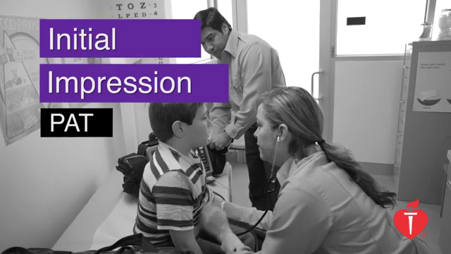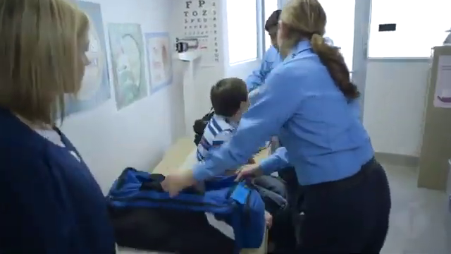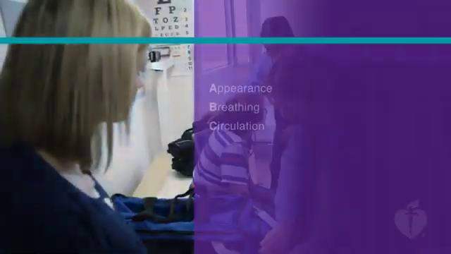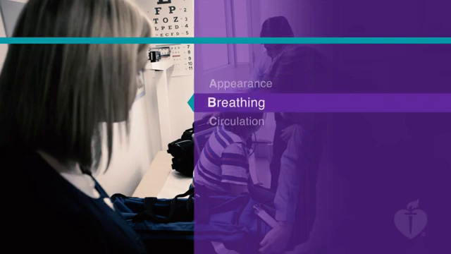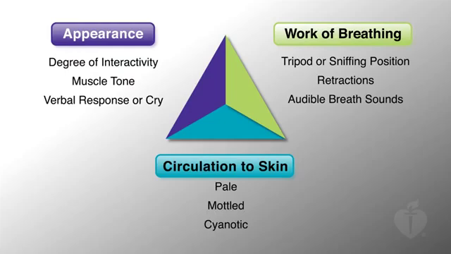The first step in the systematic approach is the initial impression. It's what you first see and hear when you immediately encounter the child before you touch the child. You'll quickly observe the child's appearance, breathing, and circulation. This will determine your next actions. The Pediatric Assessment Triangle, or PAT, is a memory aid to help you recall the components of the initial across-the-room assessment.